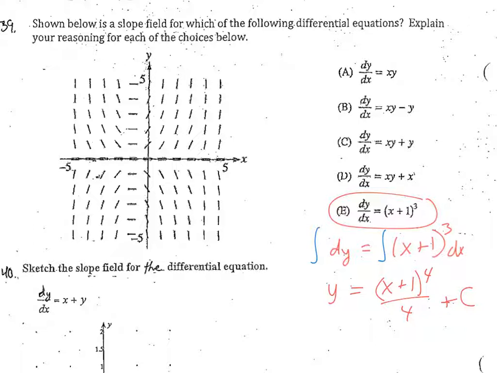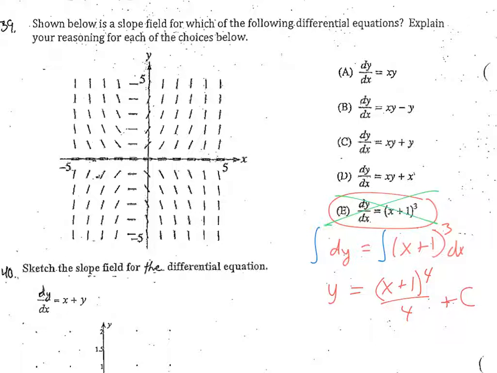The problem is that the only way that can become an upside down graph would be if there was a negative in front. And the plus or minus c is only going to shift it up or down. It's never going to be upside down. So for that reason, we have to cross out letter choice E. E is not the correct answer.